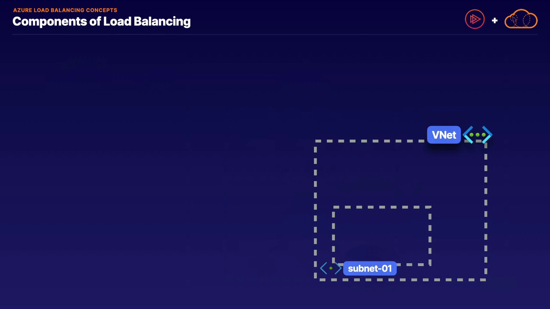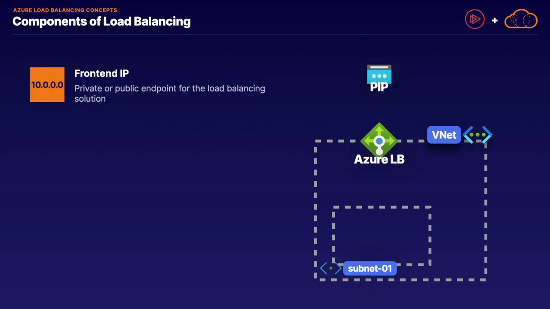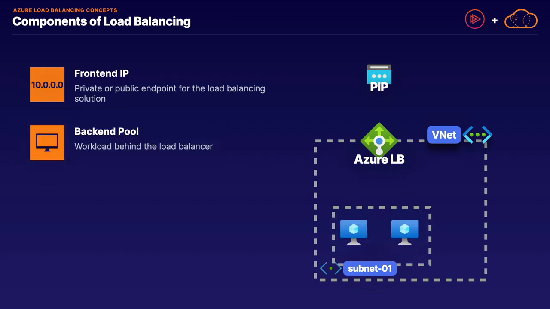Now let's get into the components that are involved in actually making this load balancing happen. In our example here, we have our VNet with our subnet, and the very first component is our front-end IP configuration. This can be a private or public endpoint, as we've seen with internal and external load balancing solutions. And then we have in the backend pool that workload that is behind the load balancer, where we're actually balancing and distributing requests to our resources.